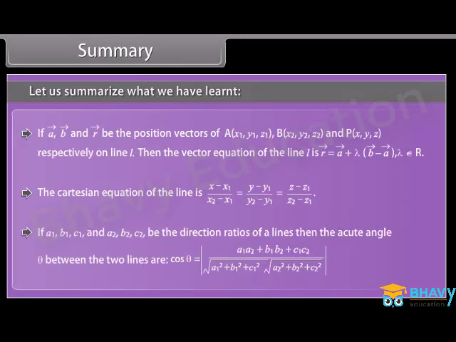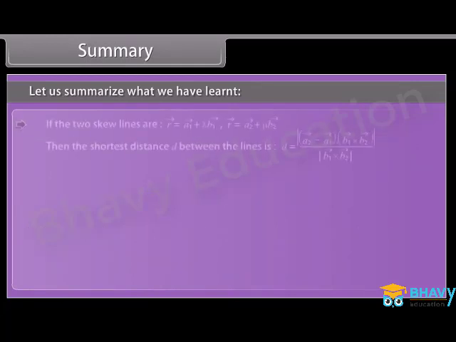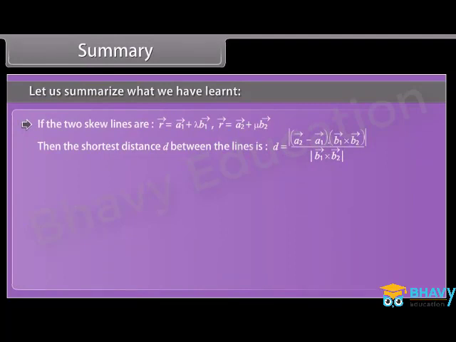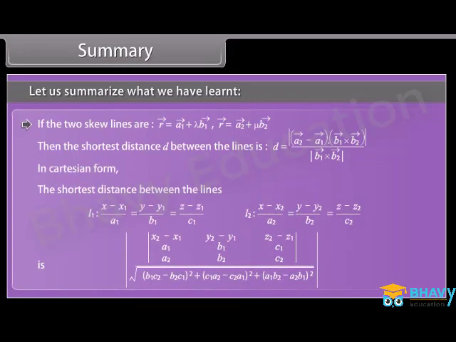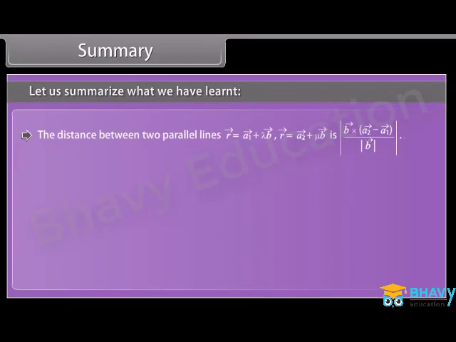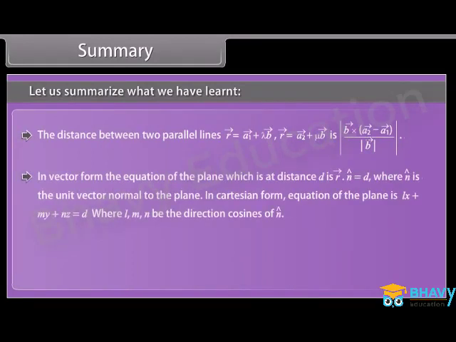If a1, b1, c1 and a2, b2, c2 be the direction ratios of a line, then the acute angle theta between the two lines is... If the two lines are skew, then the shortest distance d between the lines is... In Cartesian form, the shortest distance between the lines is... The distance between two parallel lines is... In vector form, the equation of the plane which is at distance d is... where cap n is the unit vector normal to the plane.